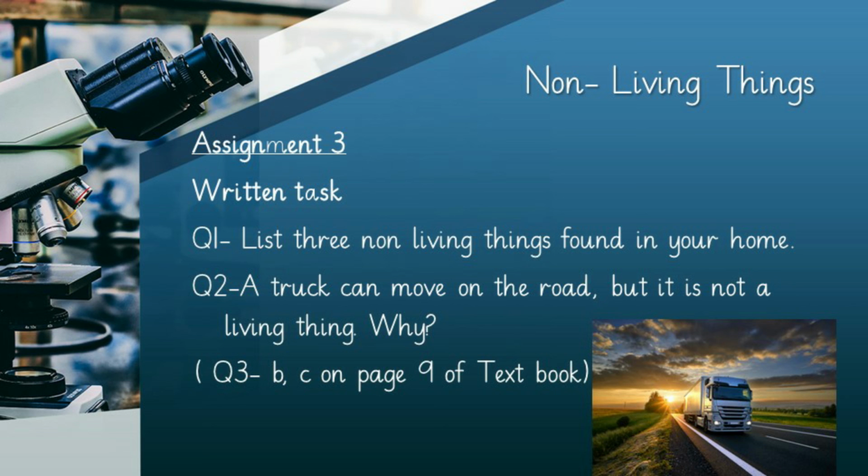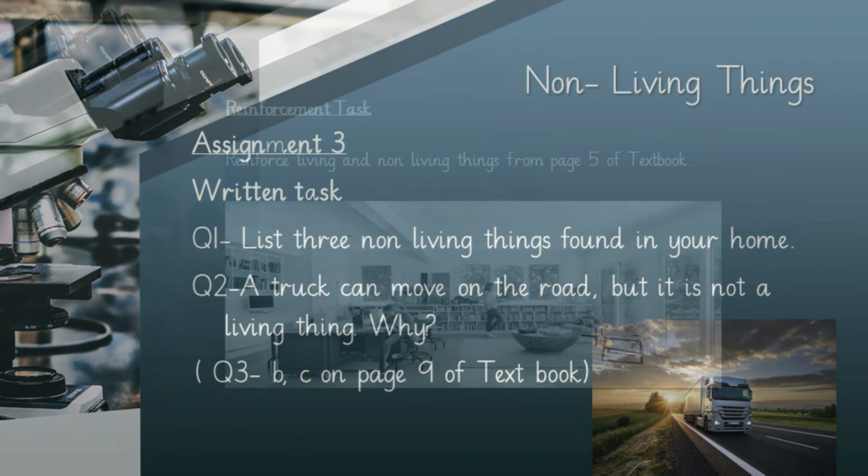Moving ahead towards assignment number 3, which is a written task. Question number 1: List 3 non-living things found in your home. And question number 2: A truck can move on the road, but it is not a living thing. Why? Both of these questions are taken from page number 9 of the textbook, which are given in question number 3, part B and C.